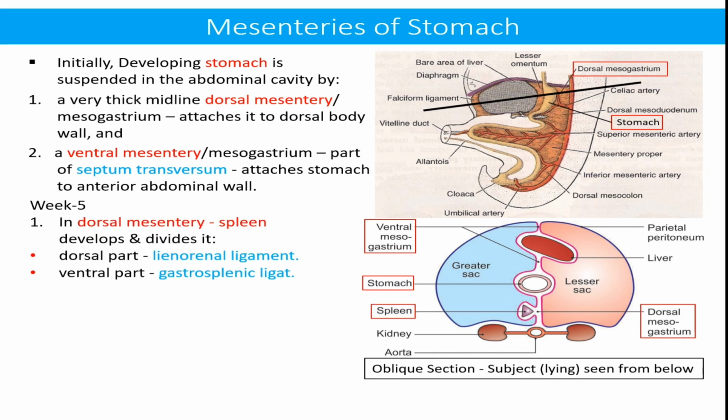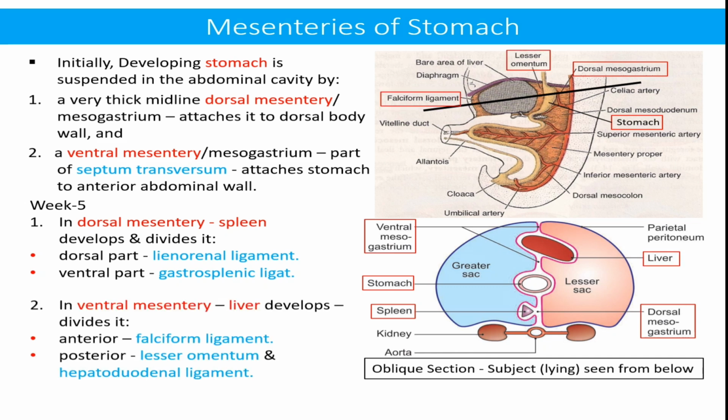During the fifth week, in the dorsal mesentery, the spleen develops and divides this dorsal mesentery into a dorsal part, the lieno-renal ligament, and a ventral part, the gastrosplenic ligament. Whereas in the ventral mesentery, the liver develops and it also divides it into two parts, the anterior falciform ligament and the posterior lesser omentum and hepatoduodenal ligament.